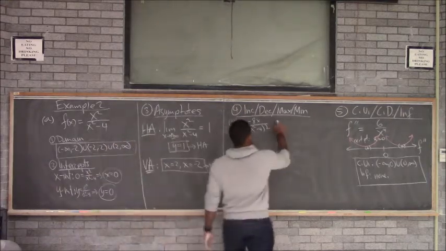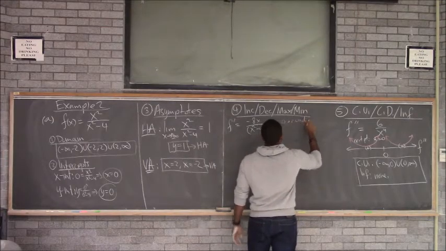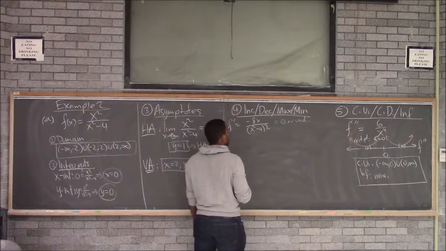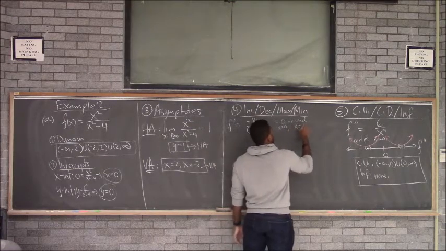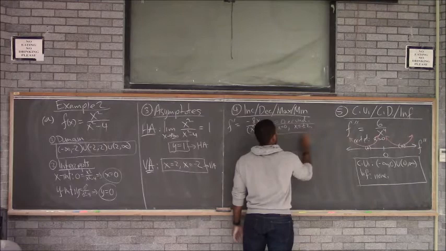All right, we're going to set it equal to 0 or undefined. Where is it 0? When x equals 0. Where is it undefined? x equals plus or minus 2. These are your critical points.